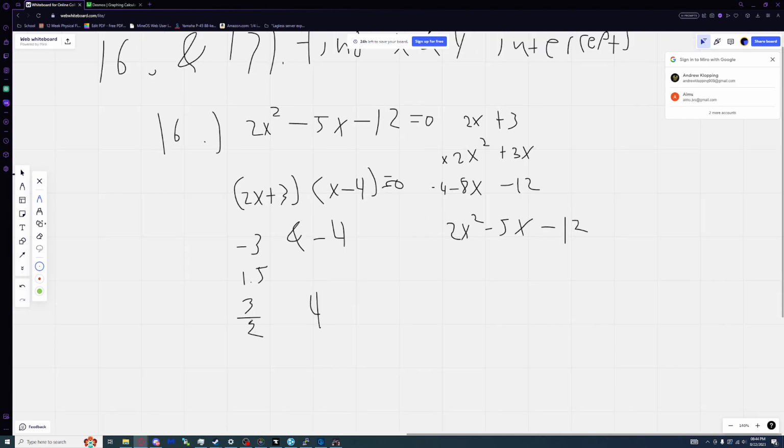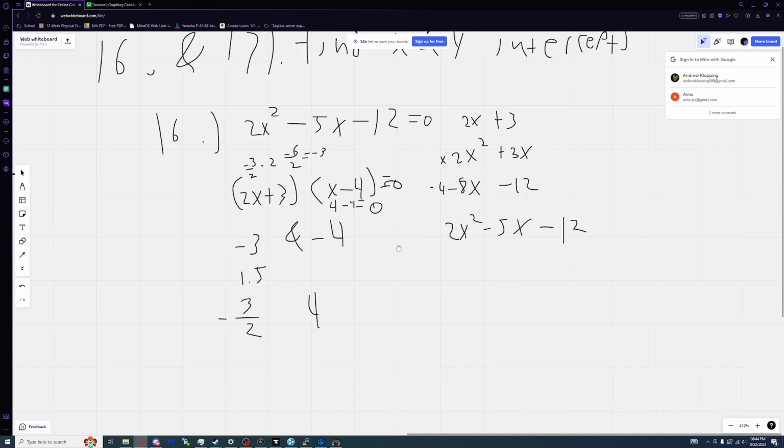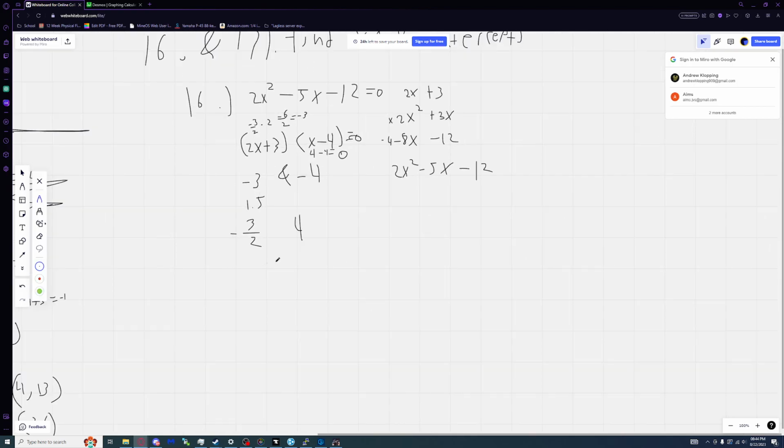So we know here, this is going to be negative 3/2, because to make this side of the equation 0, which will then multiply to this side of the equation and make it also be 0, we need negative 3/2, because negative 3/2 times 2 gives us negative 6/2, which is equal to negative 3, and negative 3 plus 3 is 0. For this side, all it is 4, because 4 minus 4 equals 0. So our first x-intercept, or our first x-intercepts are at 4, 0, and negative 3/2, 0.